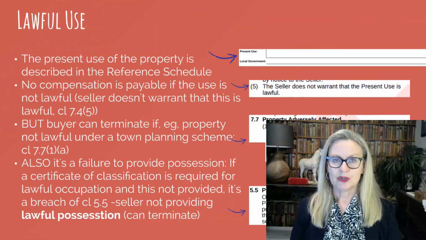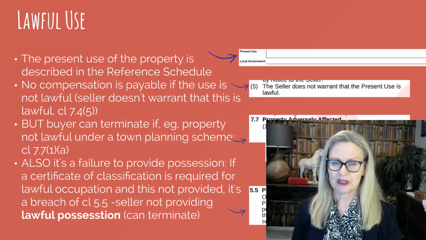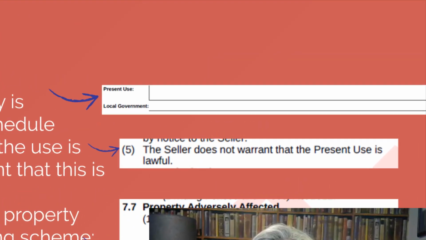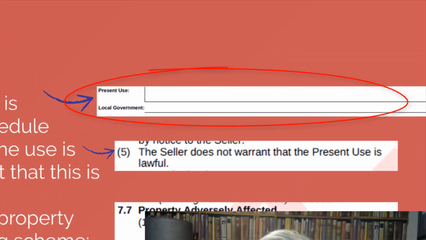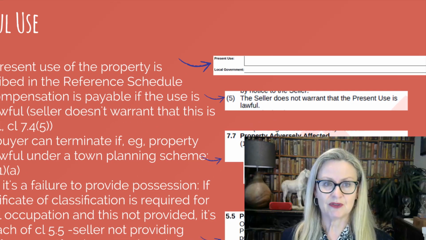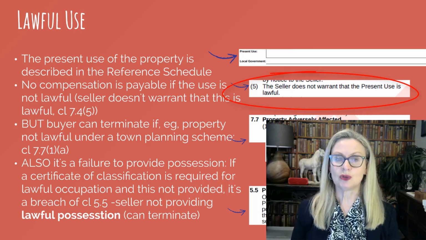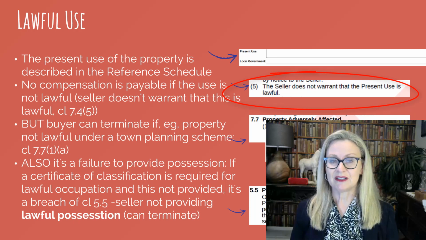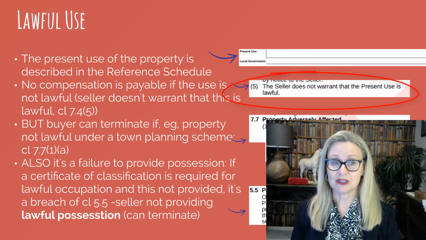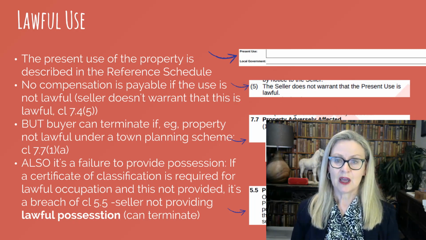So what about lawful use of the property? Well, we touched on lawful use in the video series on seller disclosure. The present use of the property is going to have to be set out in the reference schedule along with the local government. That will need to be specified also. There's no compensation payable if the use is not lawful, because the seller doesn't warrant that the use is lawful under clause 7.4 sub 5. I've given you a little screenshot of it there.